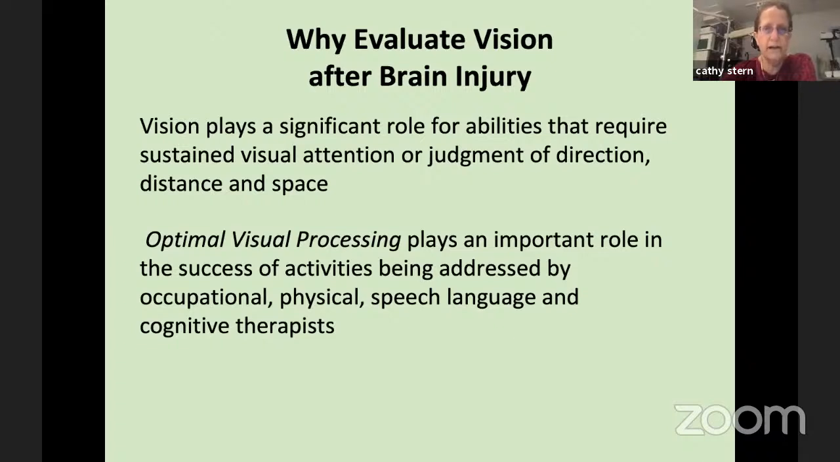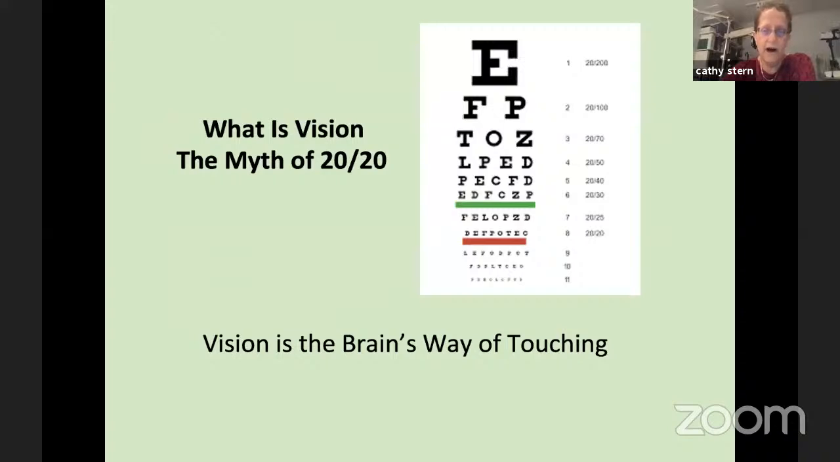And so I understand that many times a person will be told that they have 20/20 or 6/6 eyesight. And we know that that is such a minimal piece of what vision is all about. And one of the things that I like to say is that vision is the brain's way of touching. As soon as something is out of the reach of your arm, then you have to use vision to interact with it because you can't physically touch it. And so that's a very important thing about vision that most people don't think about.